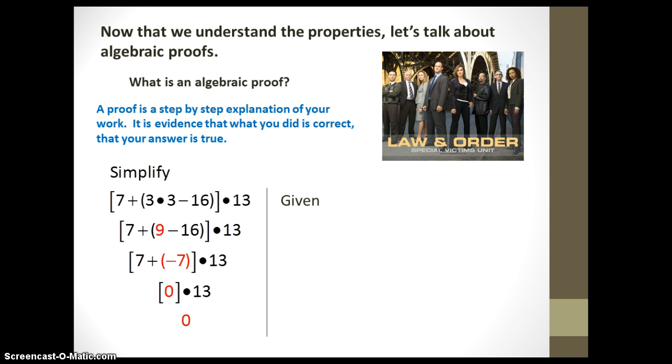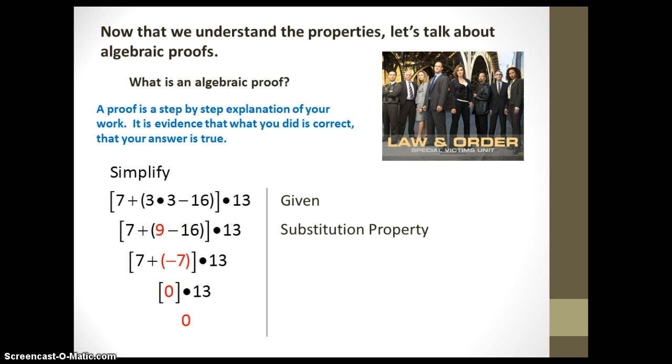7 plus the quantity of 3 times 3 minus 16, all times 13. That's our given. Our given is our very first information that we have. It's what the problem is. From there, we multiply 3 times 3 using order of operations. Well, when we replace 3 times 3 with 9, we are using the substitution property, replacing one value with an equal value. Then we do 9 minus 16.